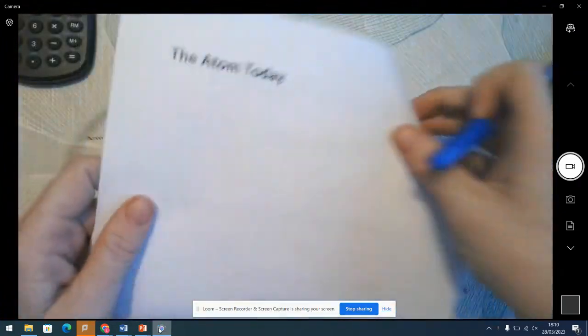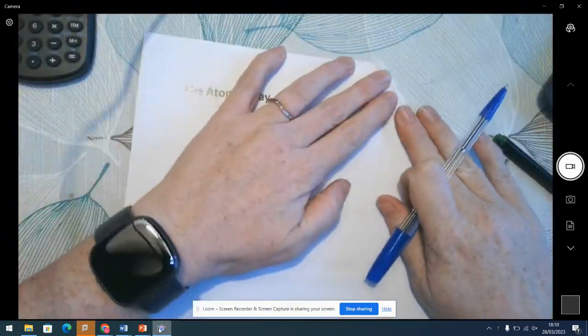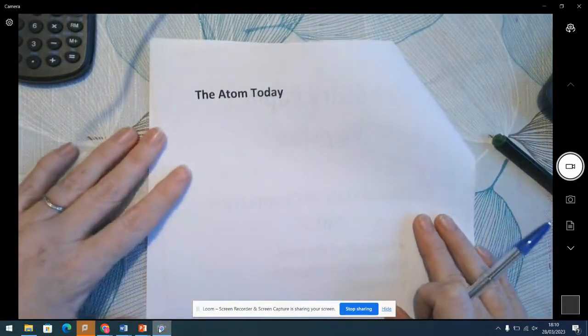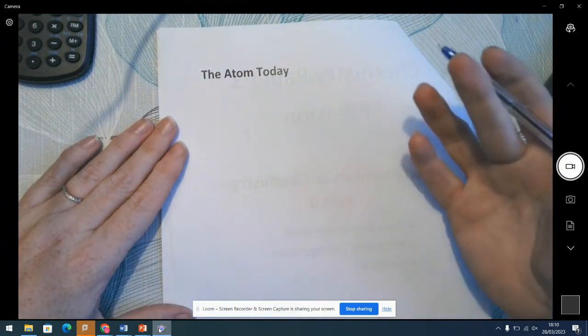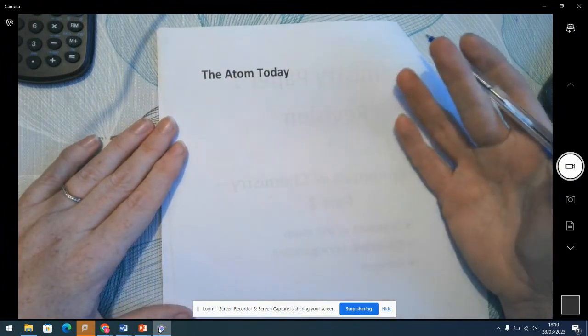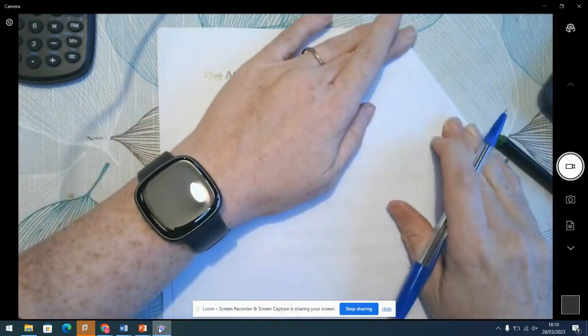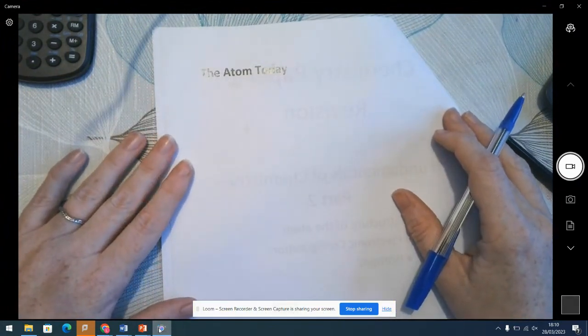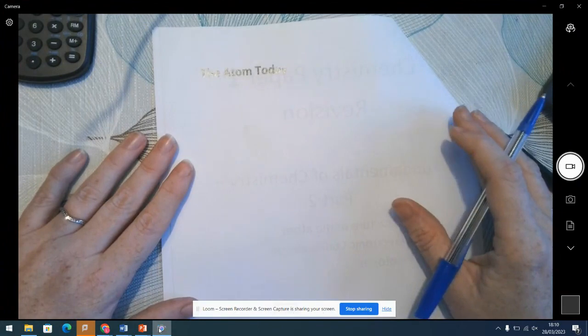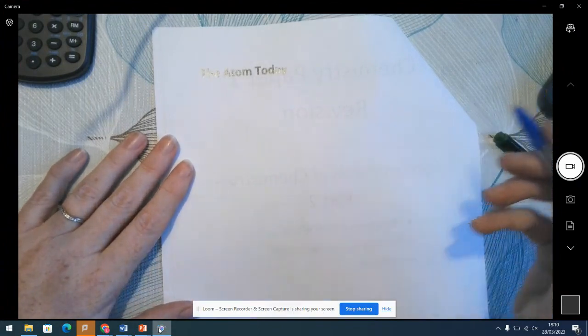So we looked previously in the part 1 section of this video at how the structure of the atom was developed to that which we have today. So you looked at the Rutherford experiment and how that actually helped to come up with the model that we have for the atom today.